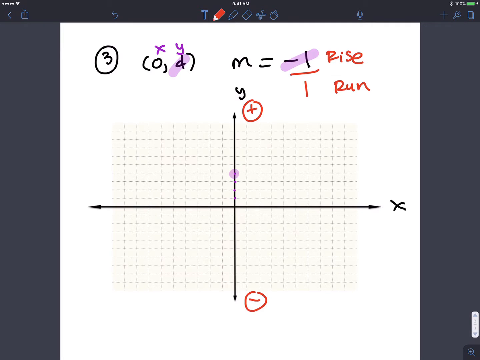So for the next point, I don't go up 1, I go down 1, and then I run in the positive direction, that's horizontal. Positive is to the right, negative is to the left. This is the location of my second point. I can now draw my line. Good enough. Here's the line now.